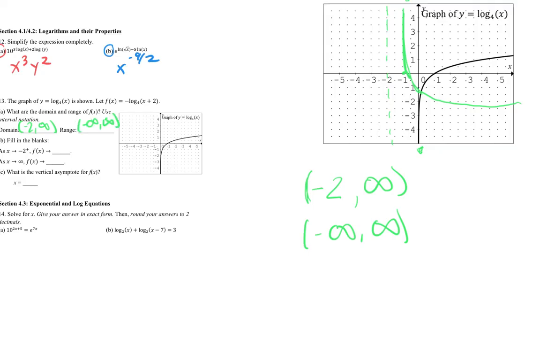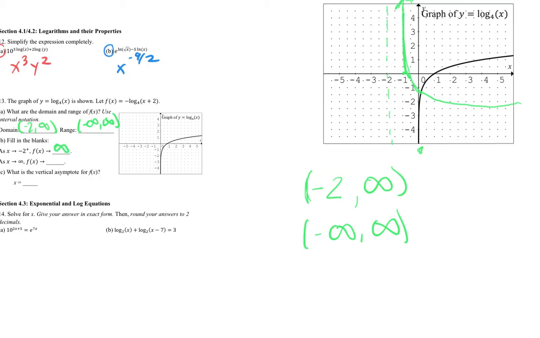Okay, so fill in the blanks. As x approaches -2 from the right, where does f go? Okay, so as x is going to -2 from the right, f of x is shooting all the way up here towards infinity, right? So we can say this one's going to positive infinity.